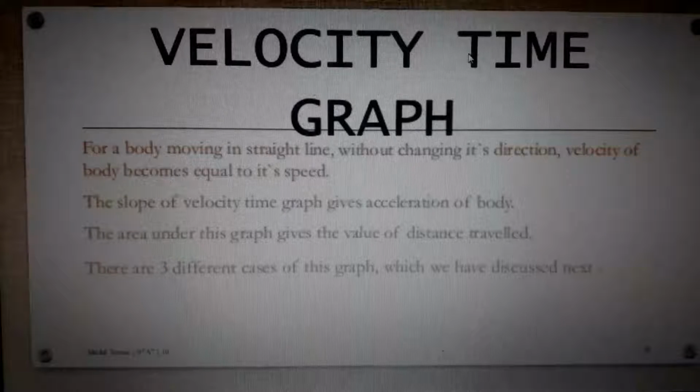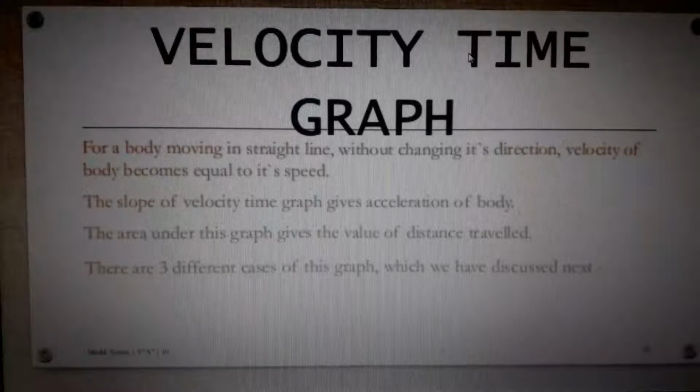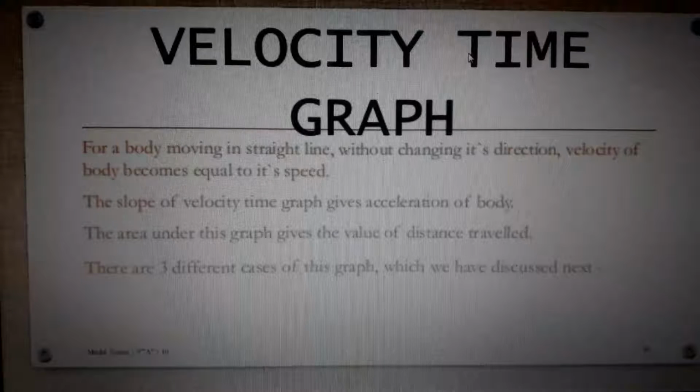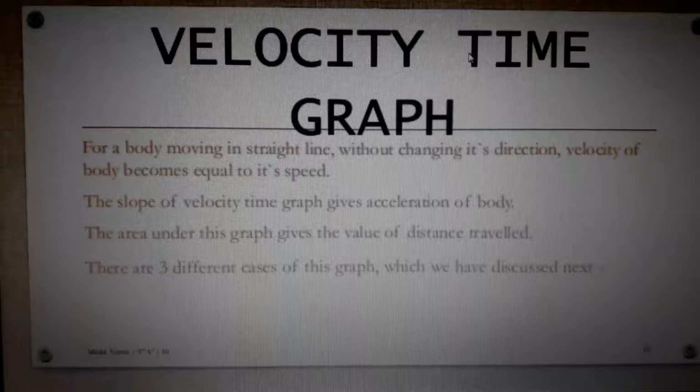Or if we are going through a straight highway, 10 kilometers straight, we are not changing our direction. In that case also, displacement and distance will become the same. So the same thing is happening here. For a body moving in a straight line without changing its direction, the velocity of the body becomes equal to its speed. At that time, velocity and speed are equal.